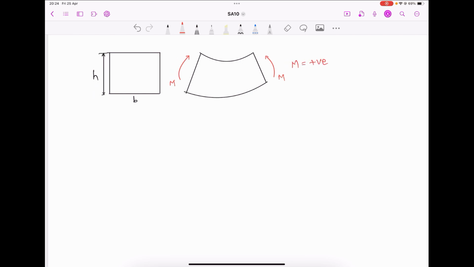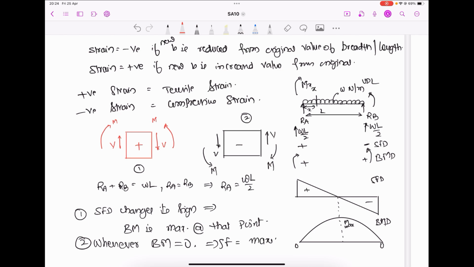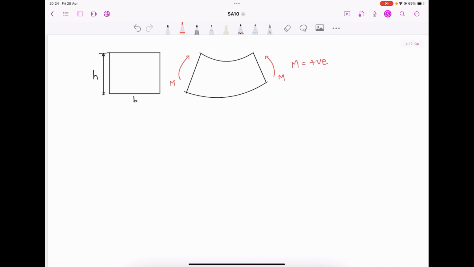You agree? You see the sign convention here? What is the sign convention? When bending moment on both the sides, left hand side and right hand side, works towards top, then bending moment is positive. Then there is one, this is the neutral axis. Neutral axis is at a height of h by 2. That we have seen in the previous examples. It is a rectangular beam. This neutral axis will be like this. This is the neutral axis.